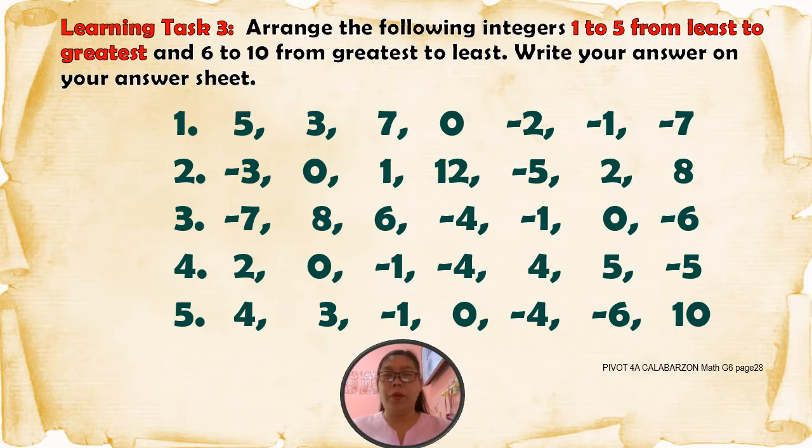For number 4: 2, 0, negative 1, negative 4, 4, 5, negative 5. For the last item, number 5: 4, 3, negative 1, 0, negative 4, negative 6, 10. You may pause the video if you need more time in answering.